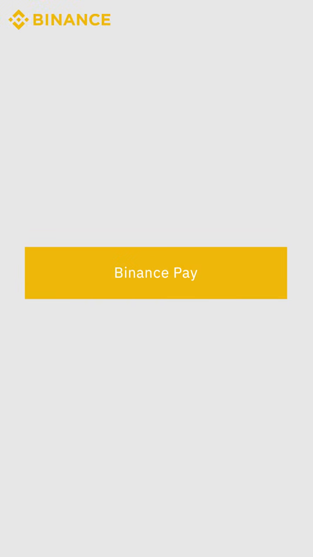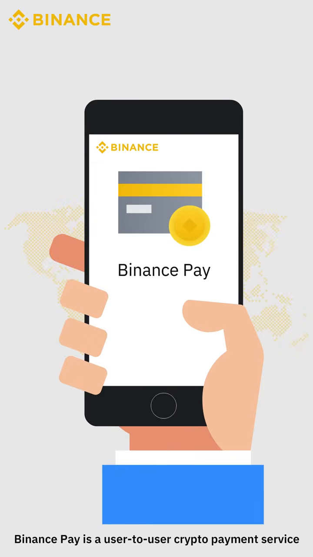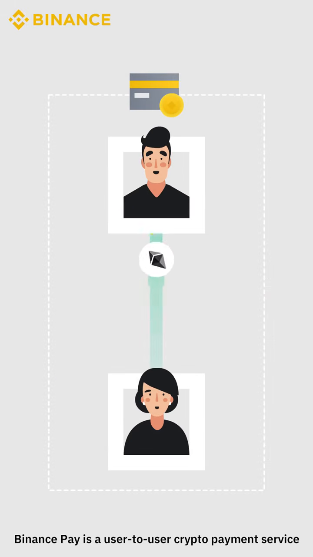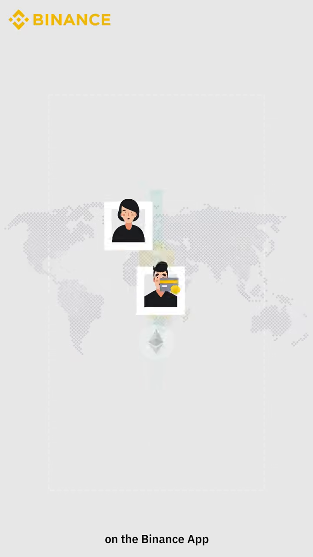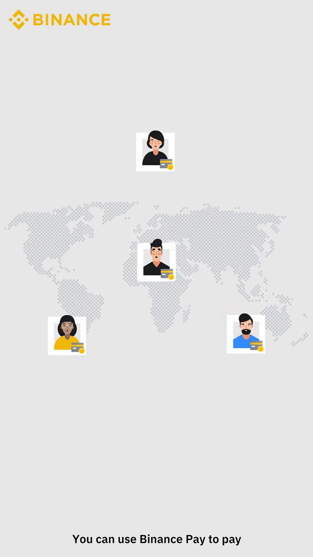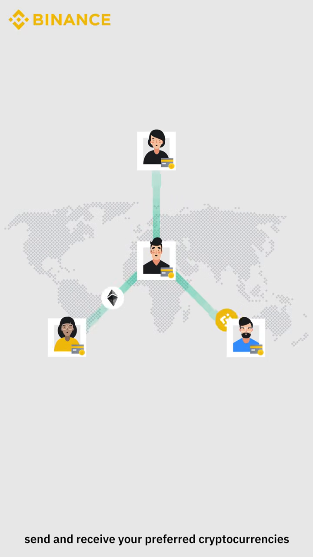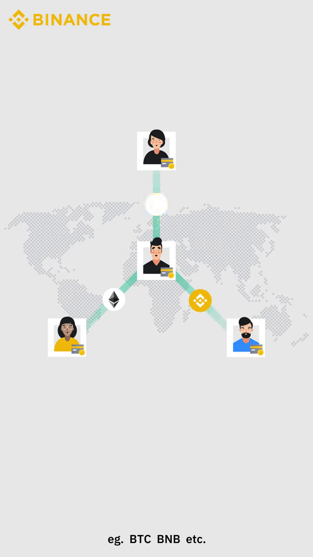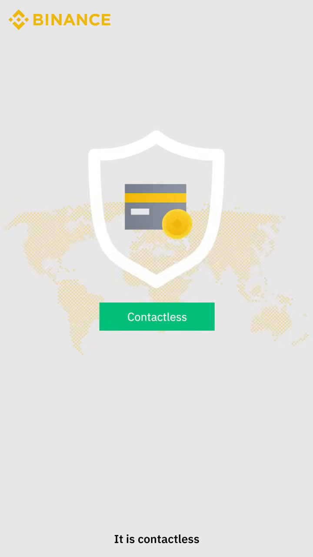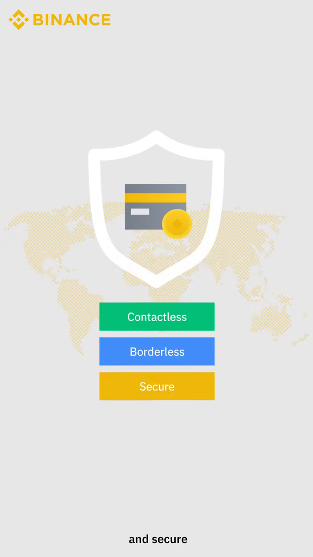Binance Pay. What is Binance Pay? Binance Pay is a user-to-user crypto payment service on the Binance app. You can use Binance Pay to pay, send, and receive your preferred cryptocurrencies, such as BTC, BNB, etc., from your friends and family worldwide. It is contactless, borderless, and secure.